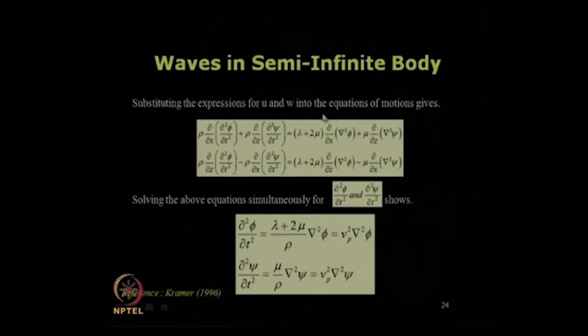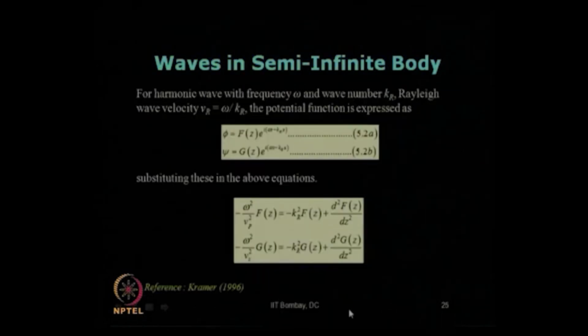Substituting the expressions for u and w in the governing equation of motion, we can get the solution in this form in terms of V p over here. And on further simplification, if we express it for a harmonic wave with a circular frequency omega, and denote the wave number as kr, because for Rayleigh wave k is the wave number we have already seen earlier. Wave velocity is expressed as velocity equals omega by k, which we have seen earlier. So, in this case Rayleigh wave velocity can be expressed as omega by kr. So, how can we express that in this function?